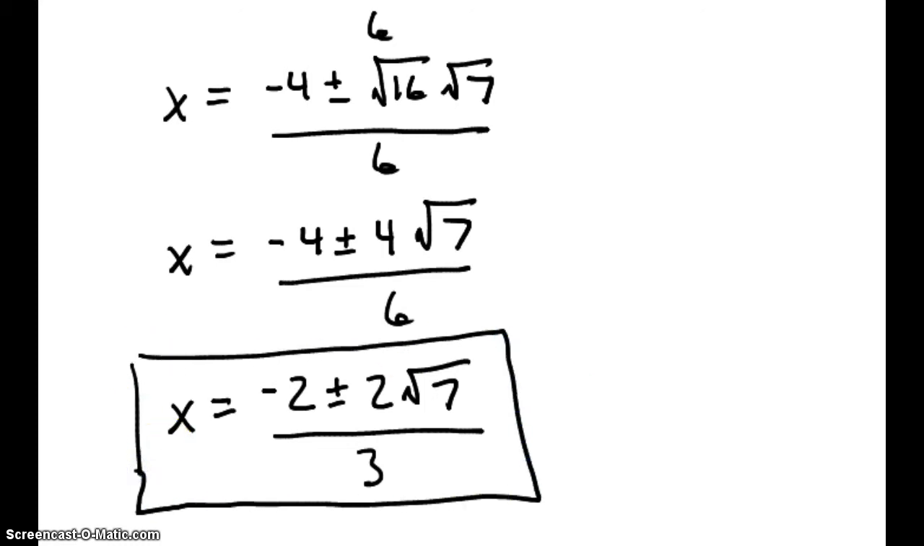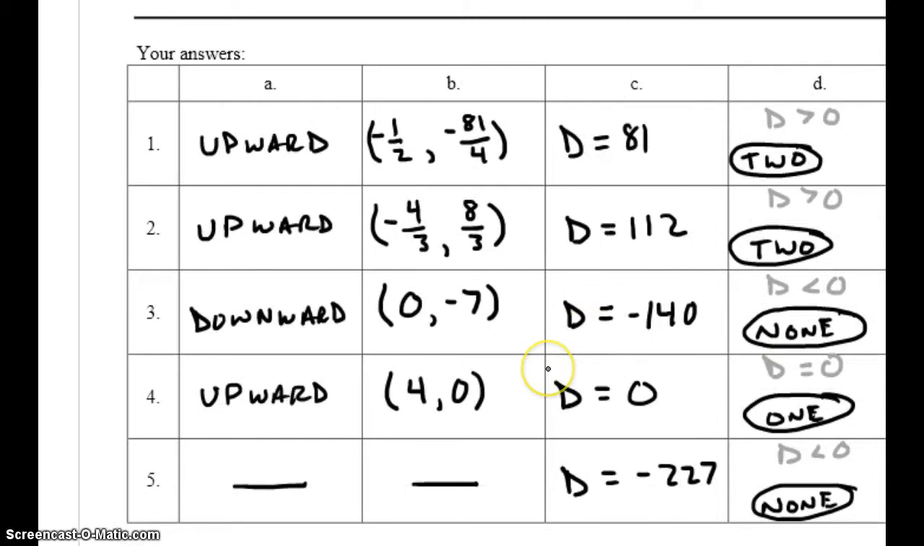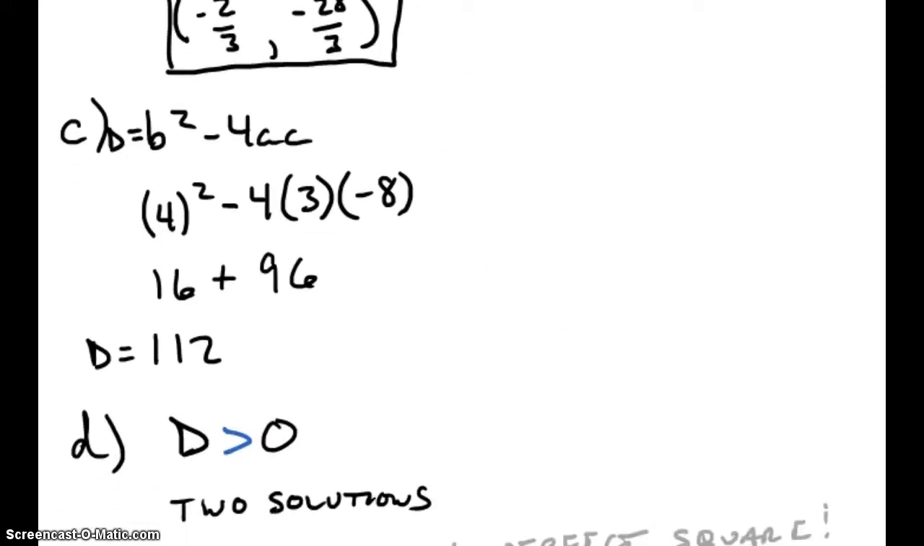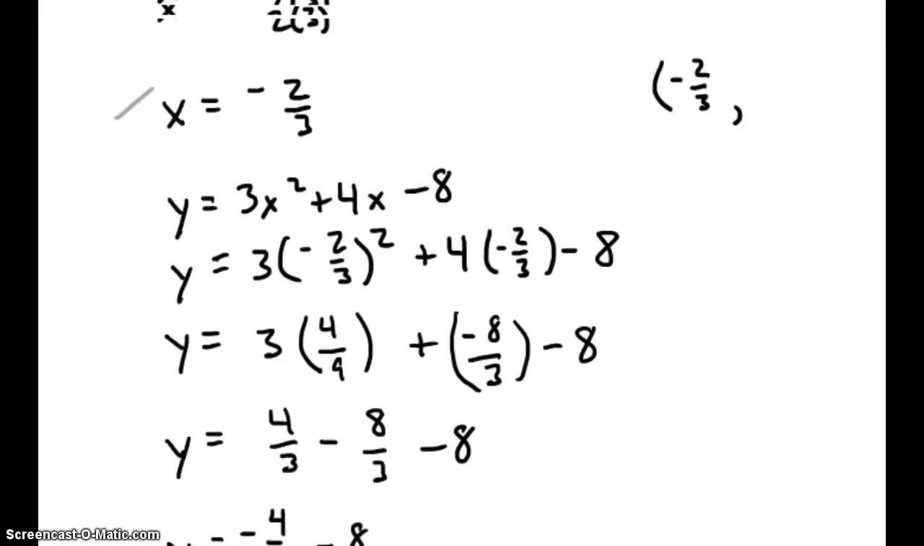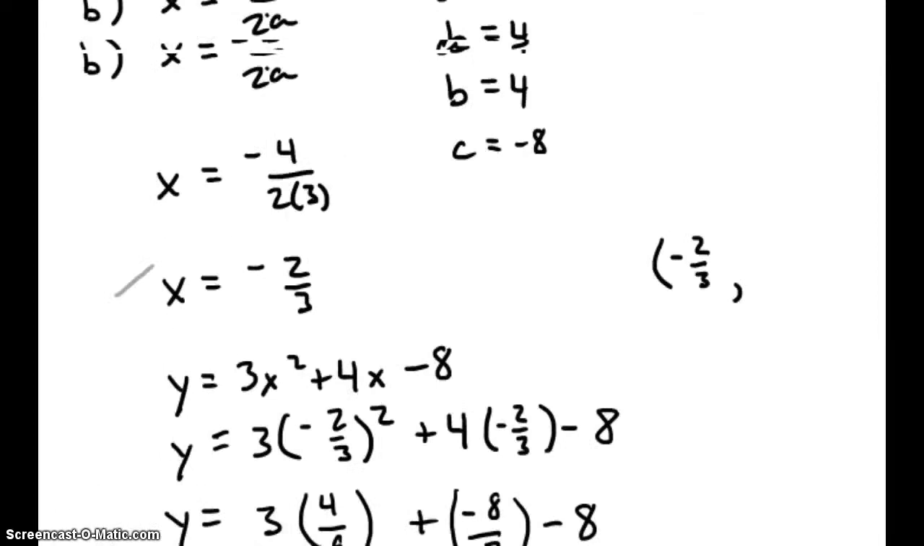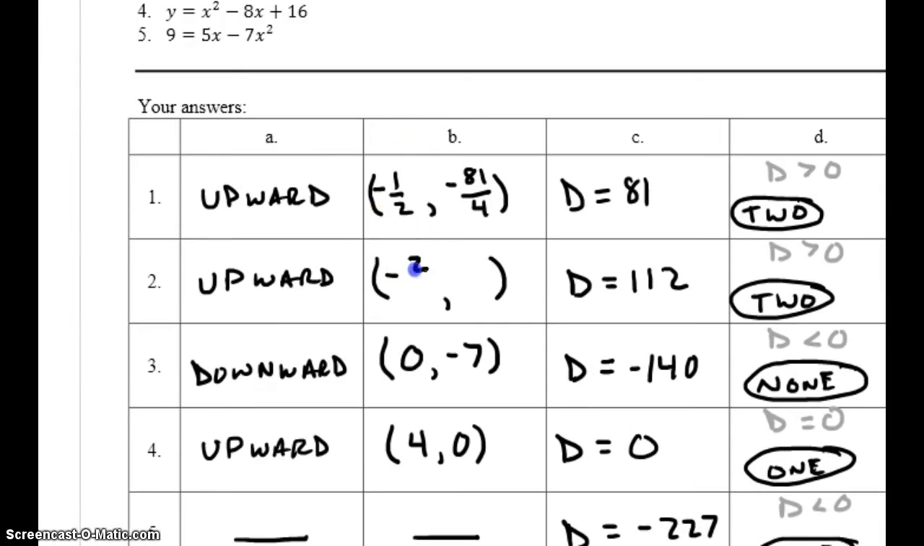I'm looking for an exact answer here, so I'm not going to approximate this. Now, you may have noticed earlier I made a mistake here. I didn't do this part correctly. What did we come up with? We should have come up with negative 2/3 and negative 28/3. Hopefully that's the last mistake that I'll be making on this.